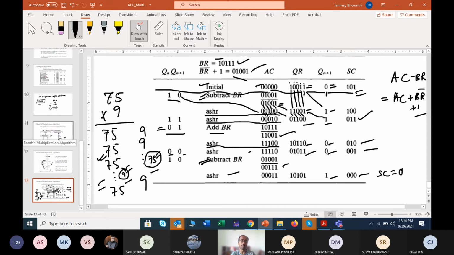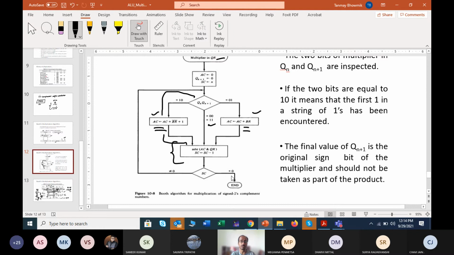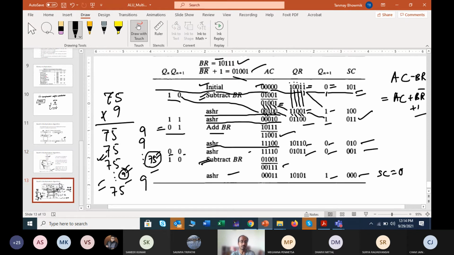So according to the problem or according to the flowchart, whenever your sequence counter is 0, you will simply end the program. You will simply terminate your execution, right? And from where you will get the resultant values, this AC and QR will give you the result. Now this AC and QR is giving you a 10-bit value.